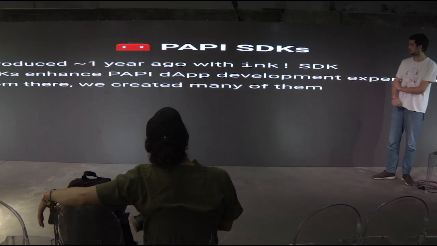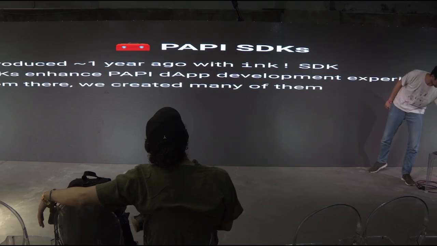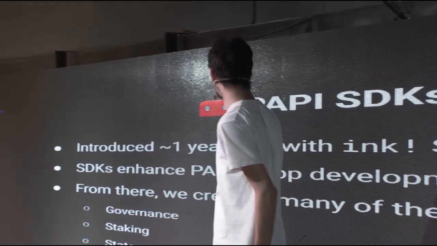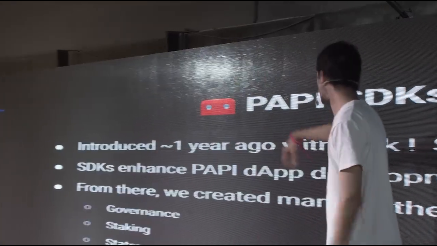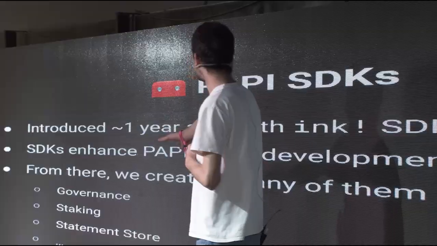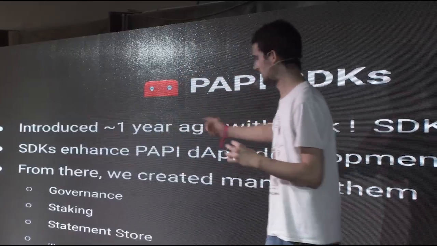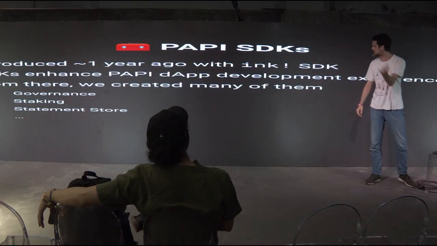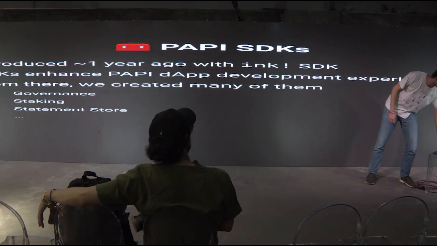And from that point, we created many of them. At the moment, we have a whole bunch of them, but some of the most important ones: governance, which lets you interact with the whole OpenGov system, also bounties, staking, statement store, which we recently created, and many more, also accounts, proxies, remote proxies, a whole bunch of things.